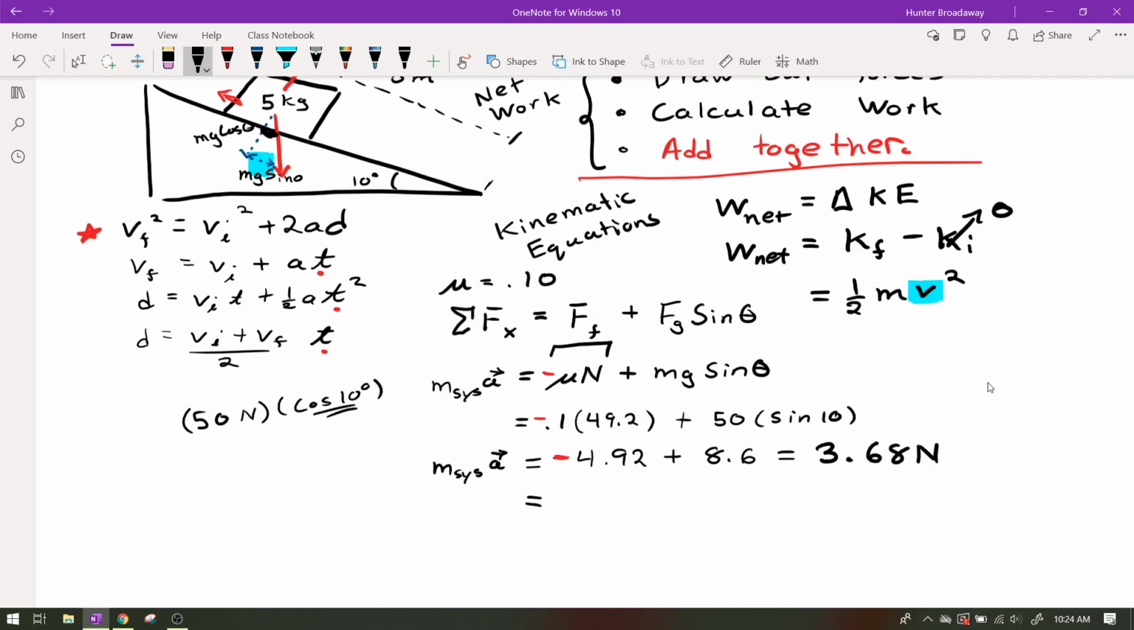Now we know that the mass of the system is 5 kilograms. So all we have to do now is just divide this 3.68 by 5, and we have our acceleration. The kilograms are going to cancel out, and you'll be left with a meter per second squared. How much is it? 0.736? Okay, 0.736. Let's go 0.74 meters per second squared.